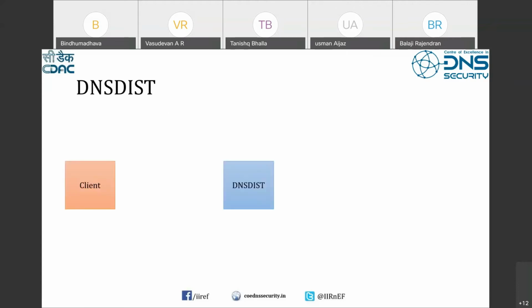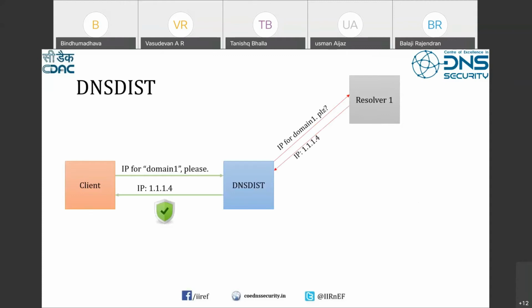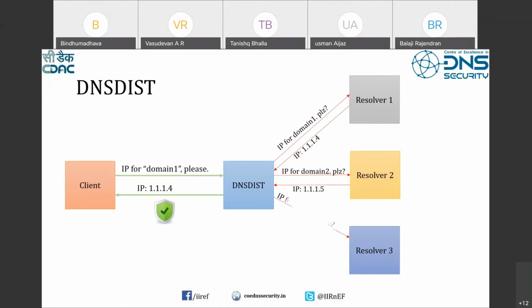So how does DNSDist work? A client queries the DNSDist application, and DNSDist will send this query to some resolver, like resolver 1, and once it gets the IP, it will return that IP to the client. Similarly, when a client sends the next query, it will send it to resolver 2 maybe, and then receive the response and forward it to the client. Or once it receives a third query, it sends it to resolver 3 for resolution, and once it gets the response, it will send it back to the client.